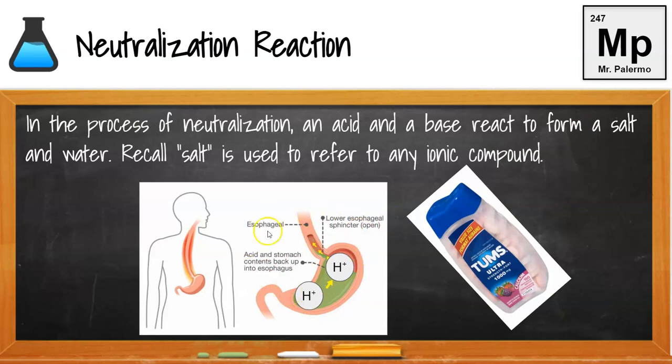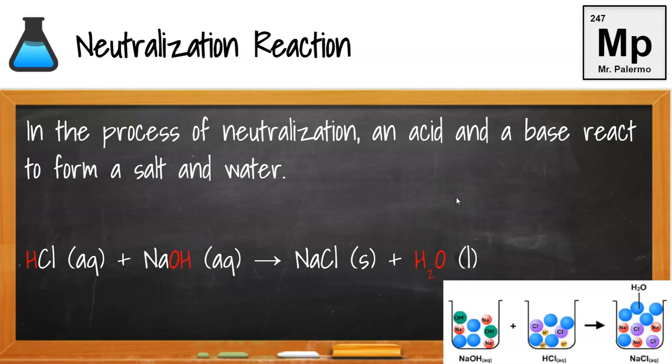So for example, if we have our stomach acid, we have the H plus from the acid. We can neutralize that with a base like Tums, and the hydroxide ion will neutralize the H plus ion from the acid to form water, again, which is neutral. So in this process of neutralization, we have that acid and base. They react together, and we get salt and water.